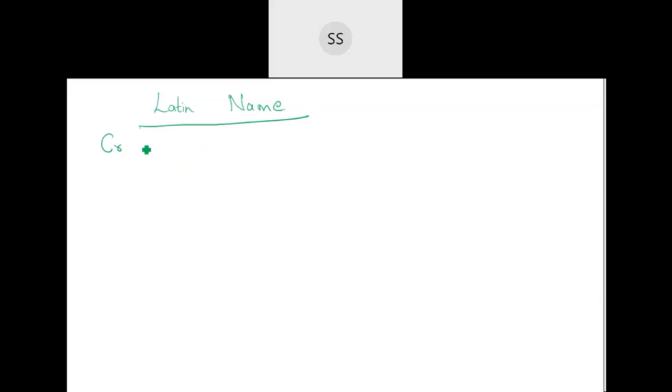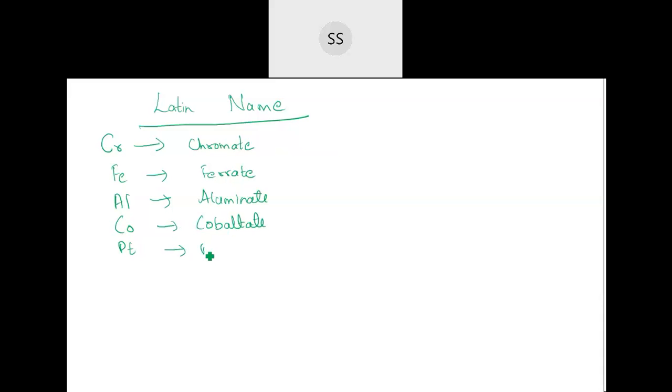If it is chromium, the name is chromate. For chromium, it is chromate. For Fe, it is ferrate. Ferrous, no, it ends with ferrate. Then aluminium, aluminate. Cobalt, cobaltate.